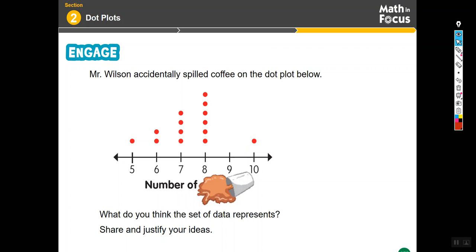Okay. So share with your mom or whoever's sitting next to you, or your cat, whoever. What do you think this could represent?